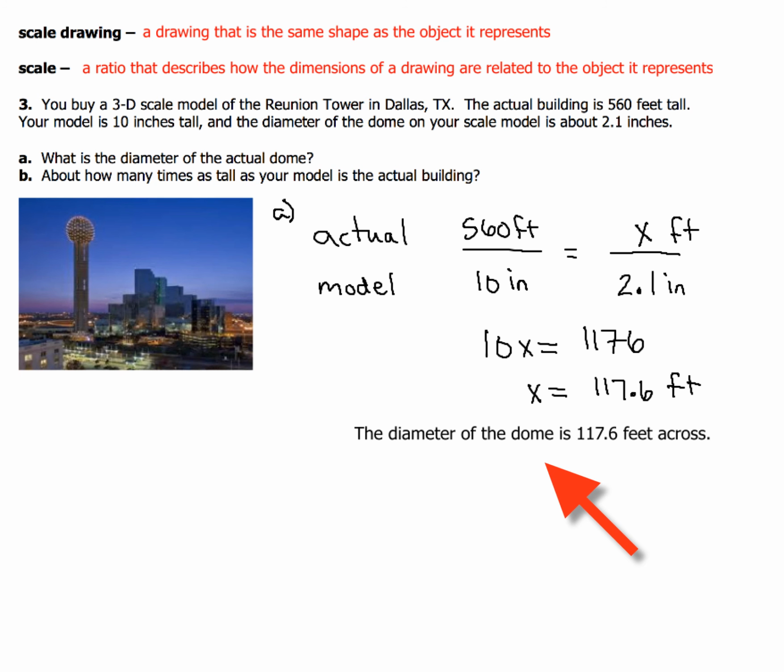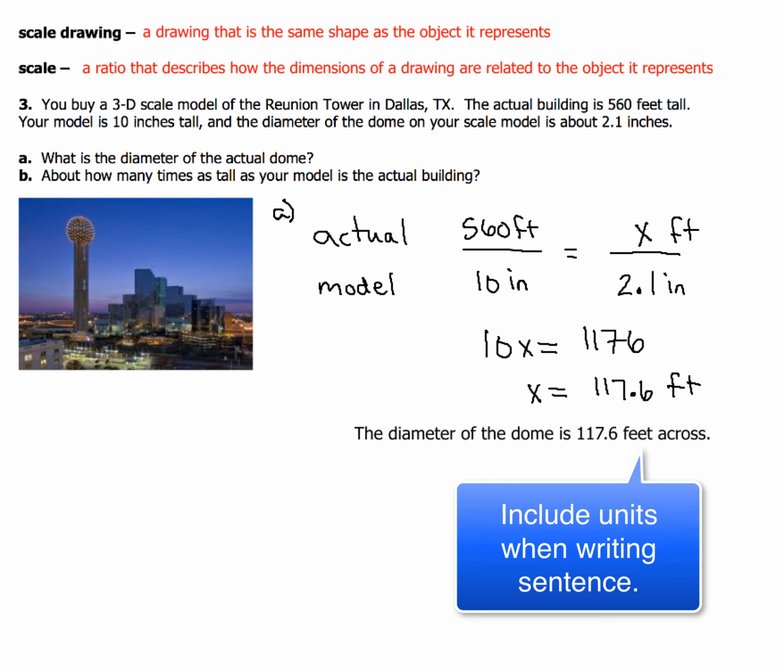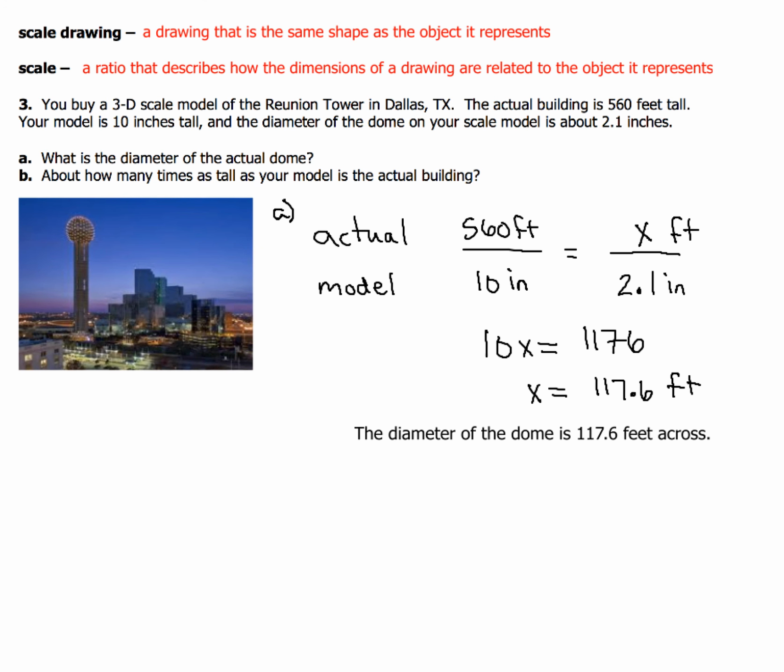So make sure that you not only set up a proportion and solve for x, but then last, write a sentence to answer the question. And when you write your sentence, make sure that you include the unit that you just found, the unit of whatever the object was, because you've got to have that part in there. So that's that first piece that we did. What is the diameter of the actual dome? Well, the diameter of the dome is 117.6 feet across.